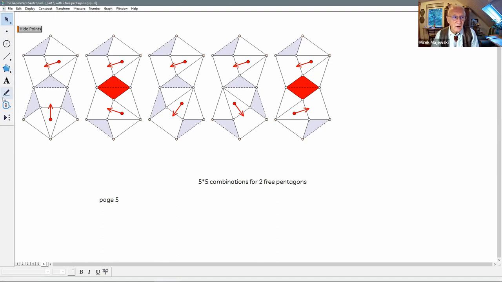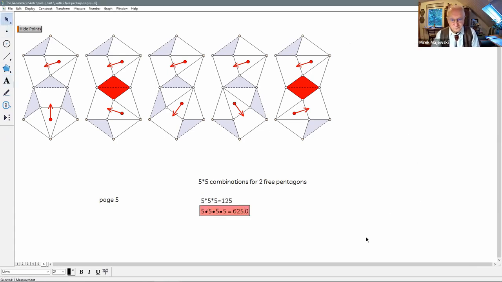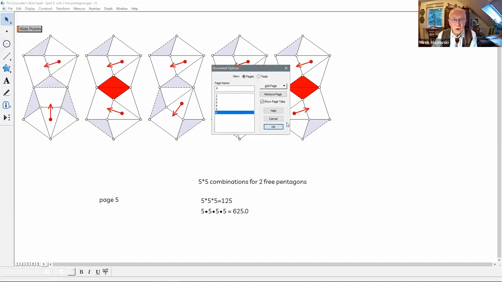Now, if you think about 3 pentagons, what will you get? You will get 5 times 5 times 5, which equals 125. And if you calculate 5 times 5 times 5 times 5, you get 625. And more and more. So this shows you that with a combination of 4 pentagons, you may get 625 designs, different tessellations. Some of them you will have to drop, but this is for some time later. Okay, let's open the next document.